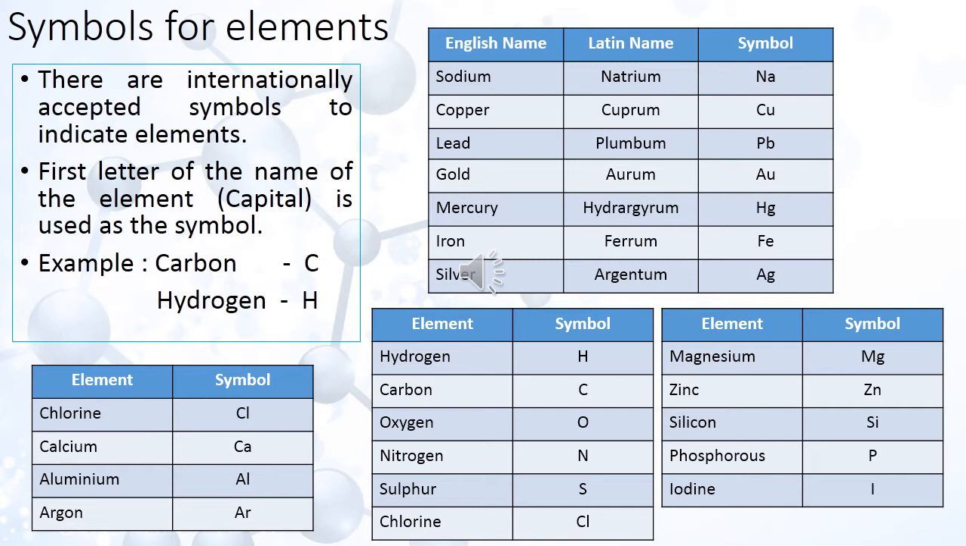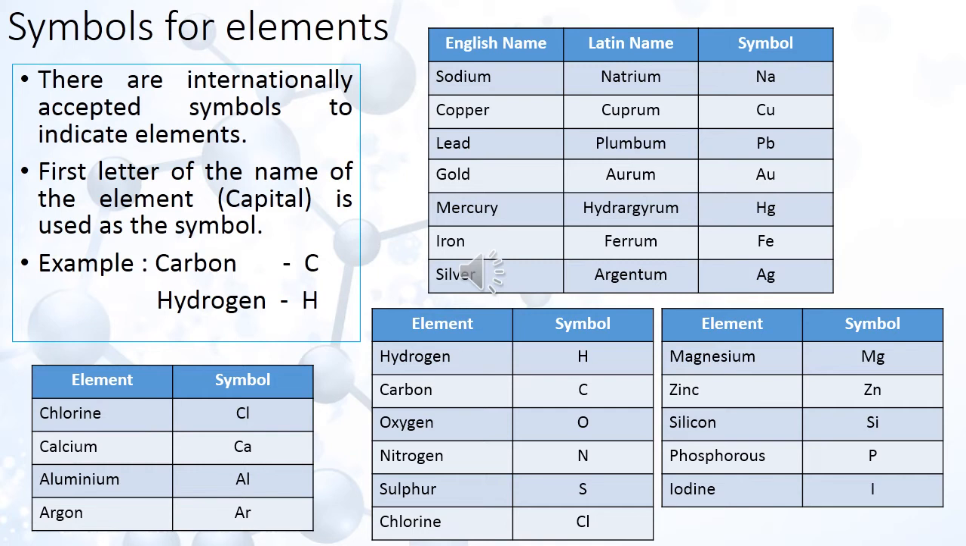Another example, aluminium and argon. Both are starting with A. But when we are writing the symbol of aluminium, we are writing capital A and simple l. Argon, we are writing with capital A and simple r. Most of these elements have English names, so we are using the first letter of the English name.